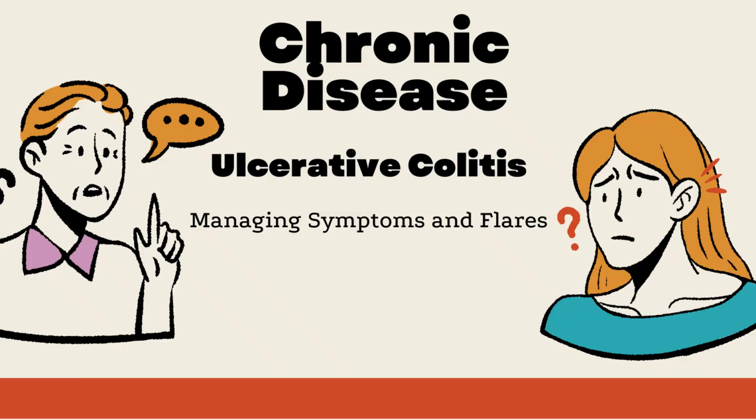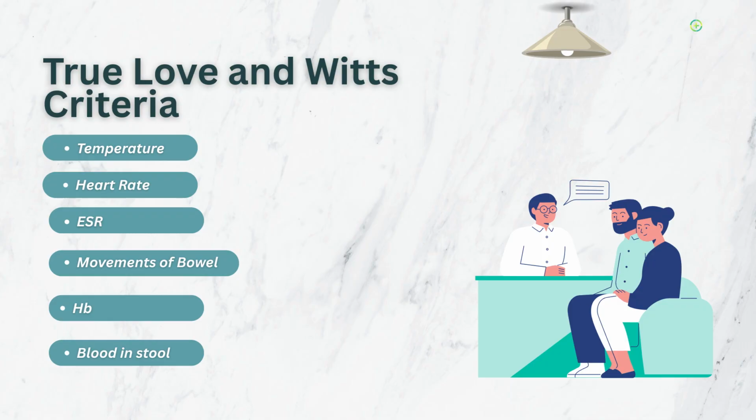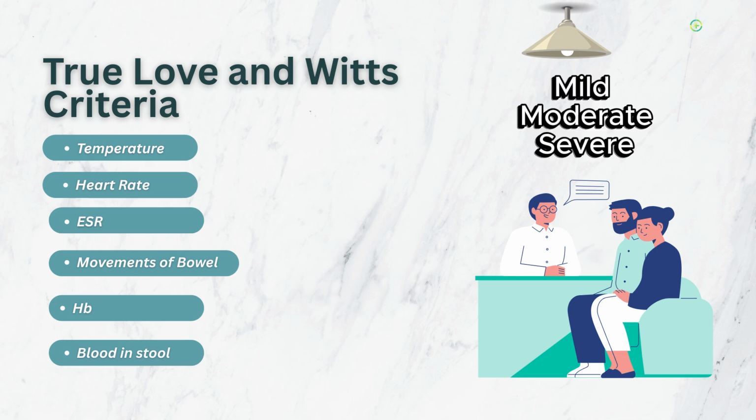Ulcerative colitis is a long-term chronic illness. There is no cure to it. There is just managing the symptoms. So how do you know if the patient needs to be admitted or can be treated as an outpatient? This is based on Truelove and Witts criteria. And ulcerative colitis is classified into mild, moderate and severe according to that.